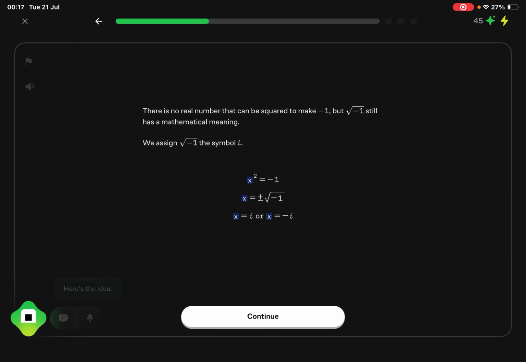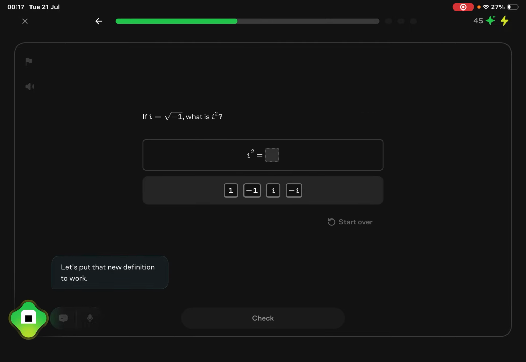Yep. Here's the idea. There is no real number that can be squared to make -1, but the square root of -1 still has a mathematical meaning. We assign the square root of -1 the name i. Let's put that new definition to work. What is i squared?